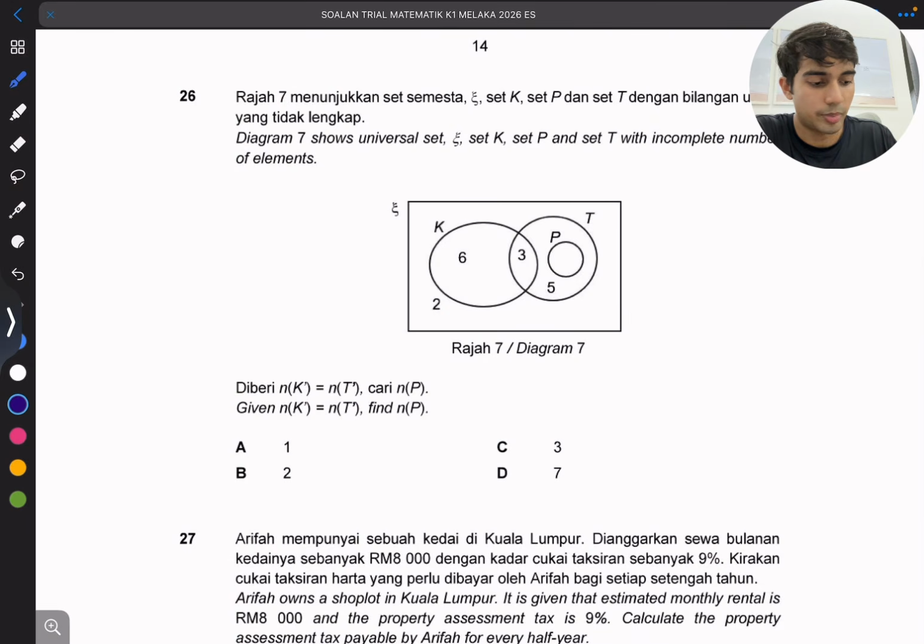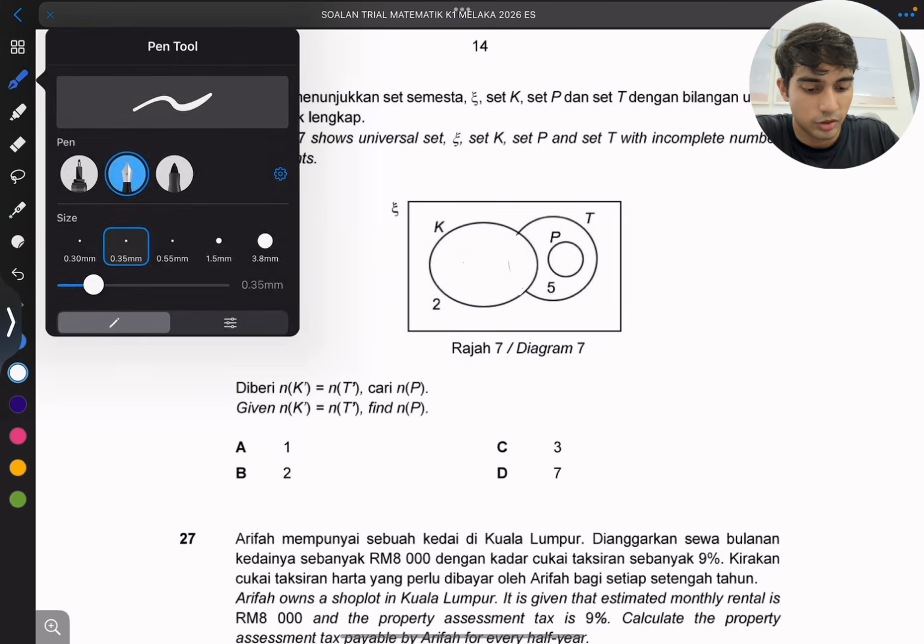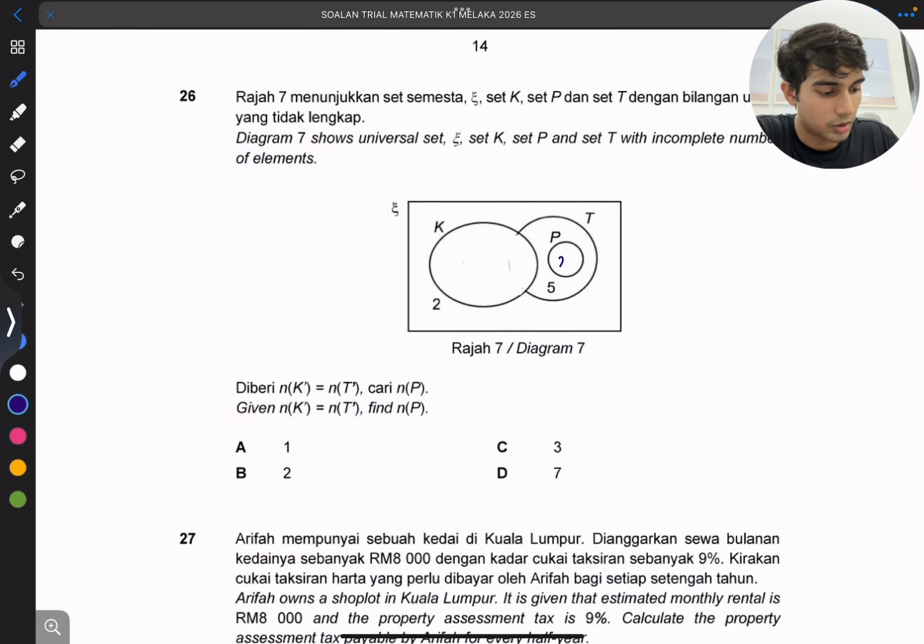So n(K') — K prime means everything other than K. So let's try to block out the K. What I'm going to do is erase this, so K we don't have, we block this out. Everything other than K means all of this. Set P we don't know, so let's just call this x. Set P is x, set T has 5, outside is 2.